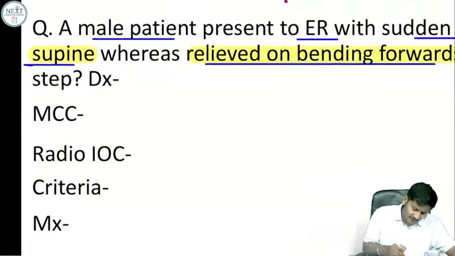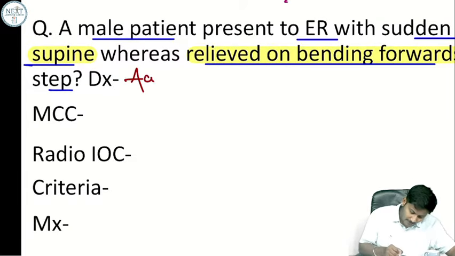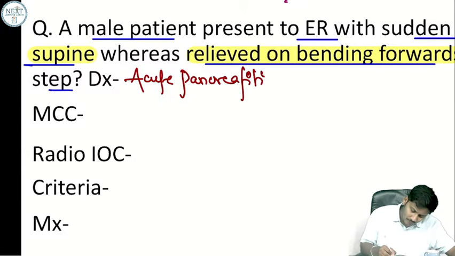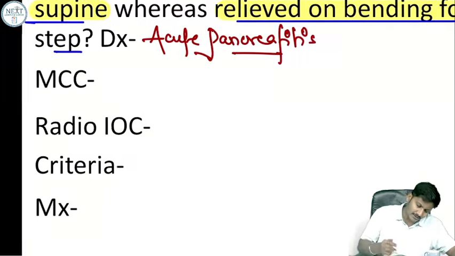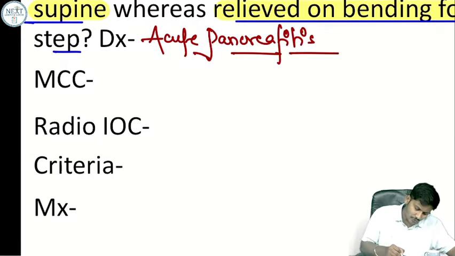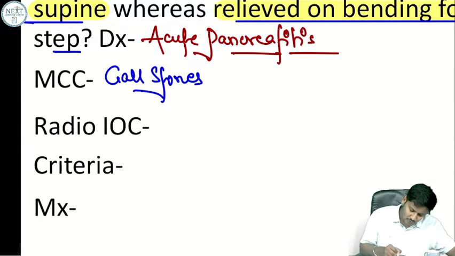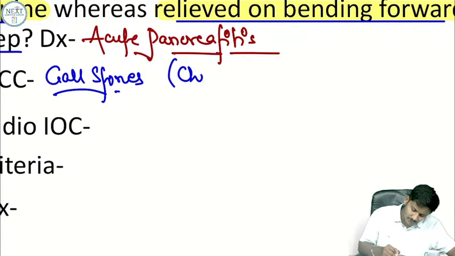So if I talk about the likely diagnosis, there is a classical presentation of acute pancreatitis over here. Let me know what is the most common cause of acute pancreatitis in children. I'm not asking you overall. We know the most common cause of acute pancreatitis overall is gallstones followed by alcohol. But in children, what is the leading cause of acute pancreatitis?